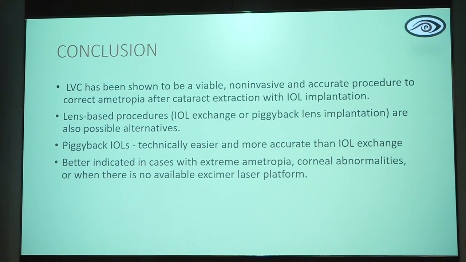In conclusion, LVC laser refractive surgery has been shown to be a viable, non-invasive and accurate procedure to correct emmetropia after cataract extraction with IOL implantation. Lens-based procedures, IOL exchange or piggyback lens implantation, are also possible alternatives. Piggyback intraocular lens is technically easier and more accurate than IOL exchange. It is better indicated in cases with extreme ametropia, corneal abnormalities, or when there is no Excimer platform available. Thank you one and all for hearing me.